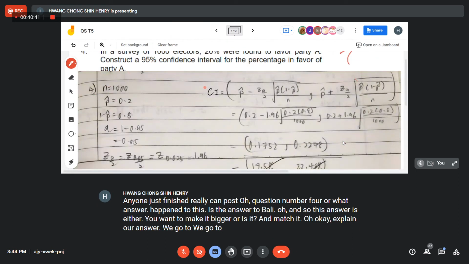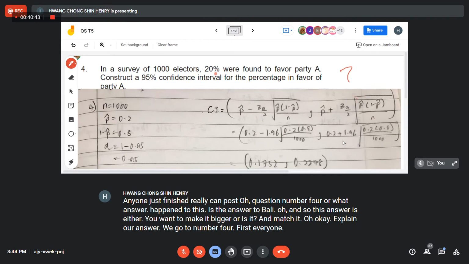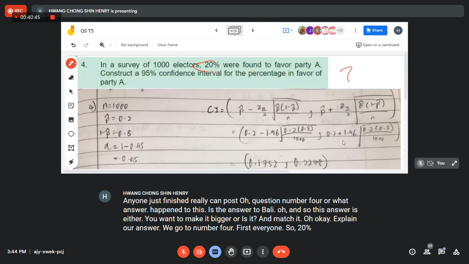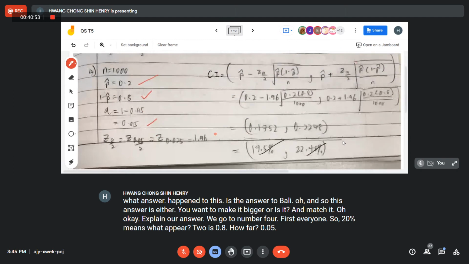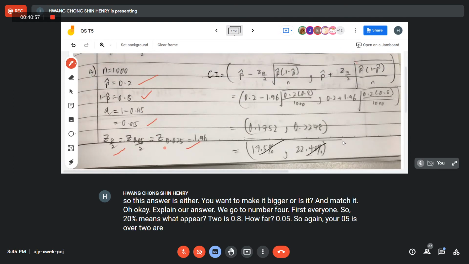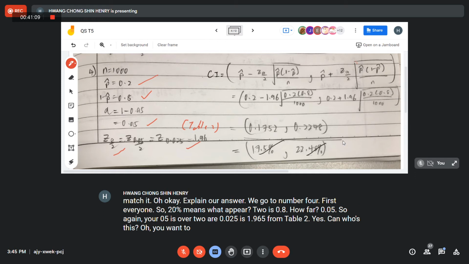We go to number 4 first, everyone. So 20% means what? The P hat is 0.2 and Q is 0.8. Alpha 0.05. So again, your Z alpha over 2, 0.025, is 1.96 from table 2. Yes, who is this? Oh, you want to explain your answer?